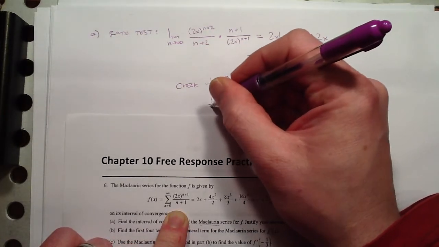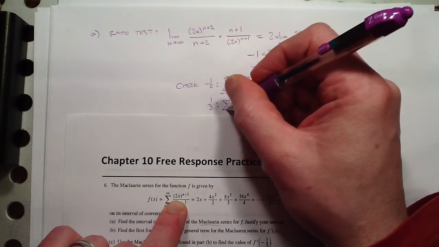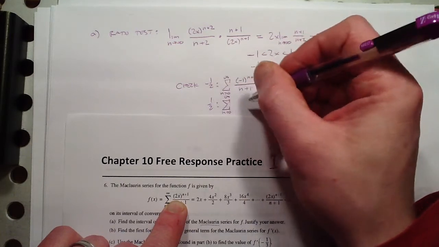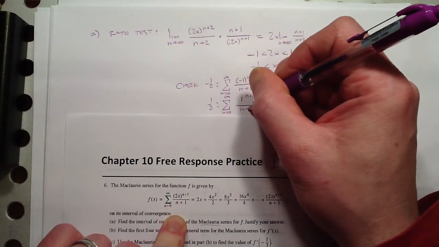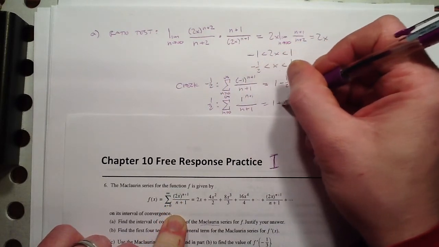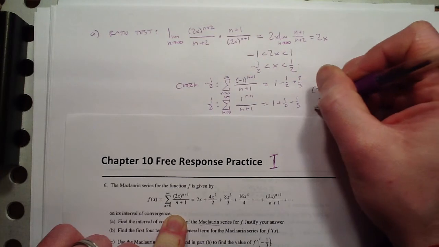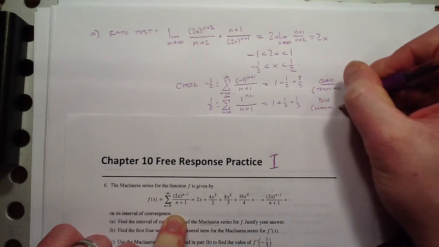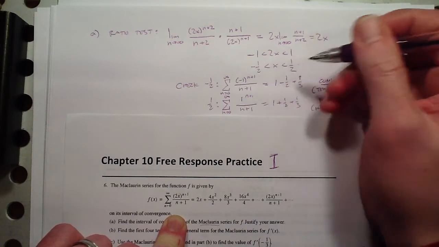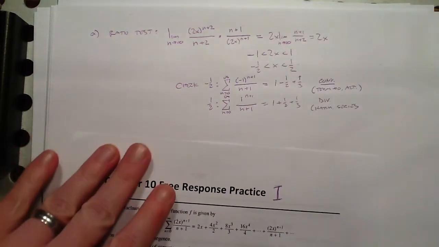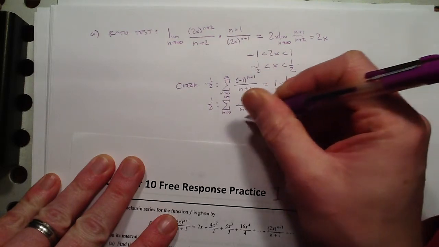Now we need to check 1/2. When you plug 1/2 in here, we get 2 times 1/2 is just 1. So that's 1 to the n plus 1. Of course, that's just 1 all the time for n plus 1, starting at 0. That's going to give us the harmonic series that diverges, because it's the harmonic series. Everybody knows that diverges. Come on. So it looks like our interval is going to be negative 1/2, 1/2.